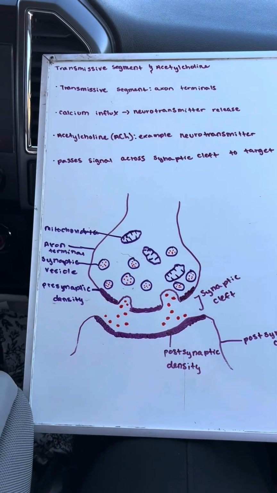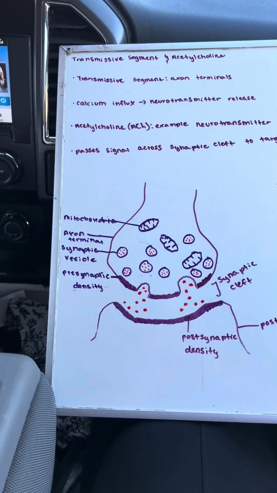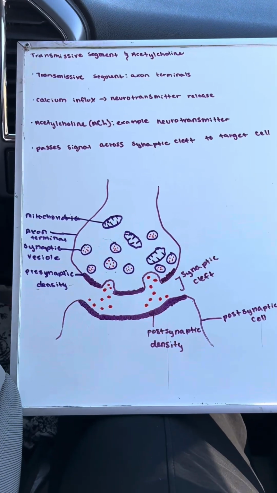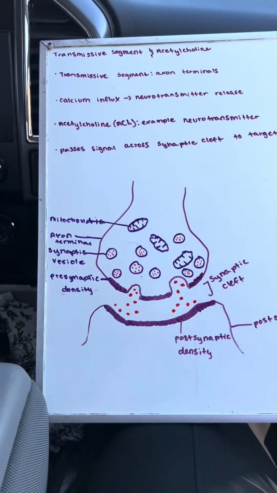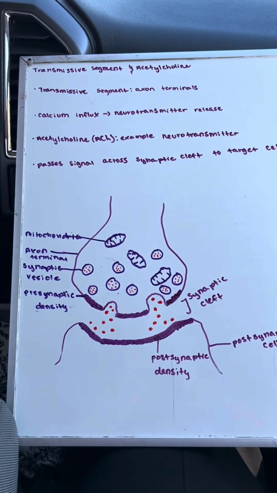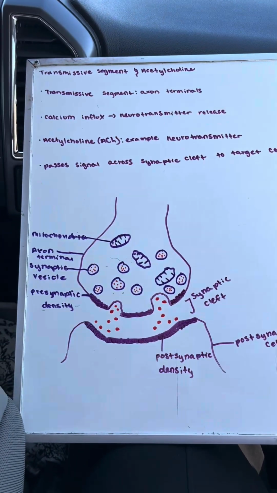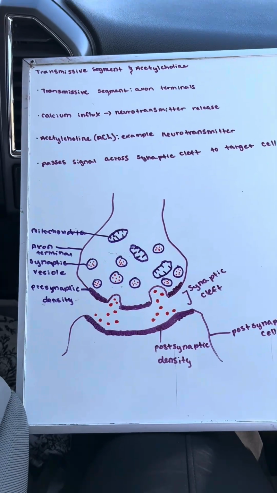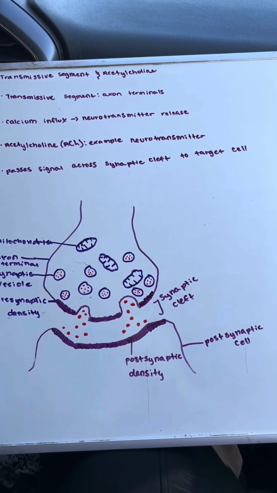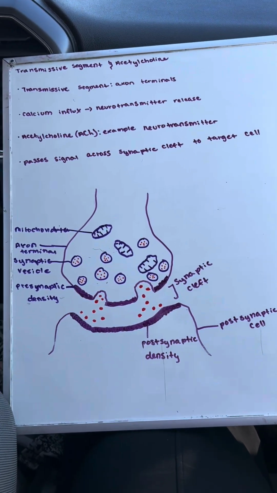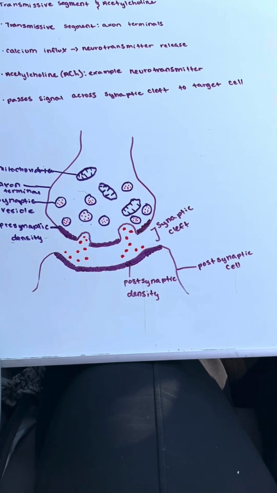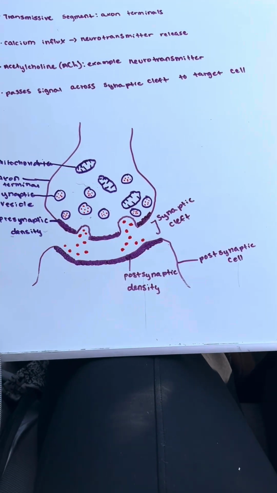Next, let's talk about the transmissive segment and acetylcholine. At the transmissive segment, located at the axon terminals, calcium ions enter when the action potential arrives. This causes vesicles to release neurotransmitters like ACh into the synaptic cleft, allowing communication with the next neuron, muscle, or gland. And I provided an image showing the transmissive segment and acetylcholine.